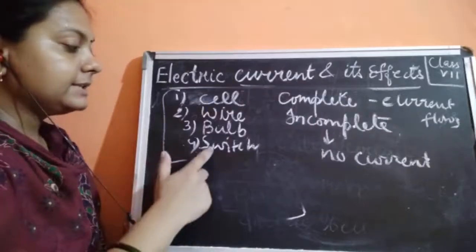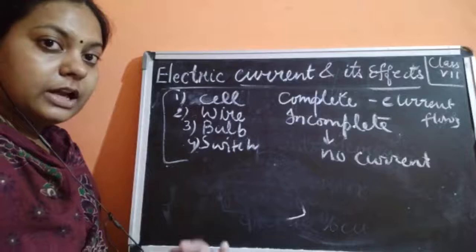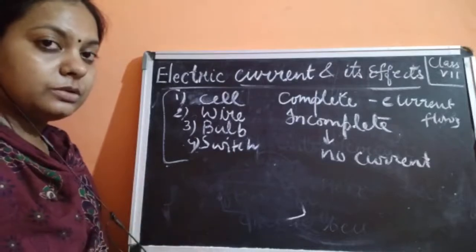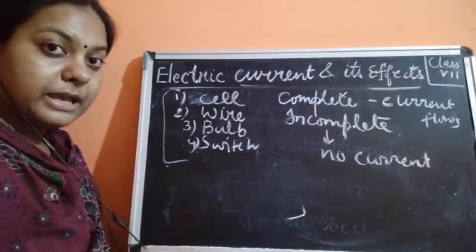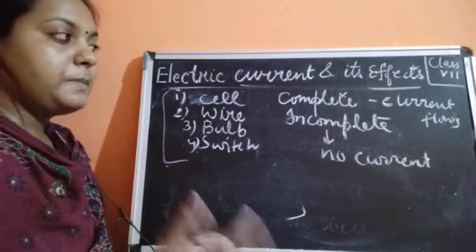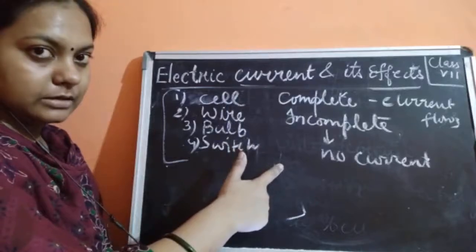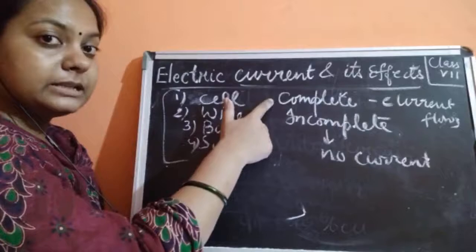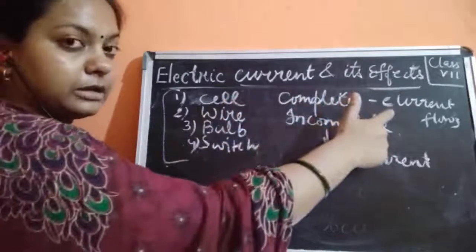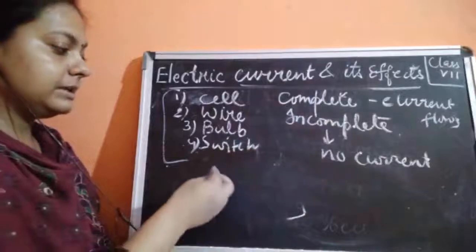Okay. Next is the switch. What is the switch? Switch is a component of the circuit which helps us make and break the circuit. Now, what is the meaning of making and breaking of the circuit? Making and breaking of the circuit is the other name for complete and incomplete circuit, respectively. Making a circuit means you are completing the circuit. It means current is flowing. And breaking a circuit means you are making the circuit incomplete.